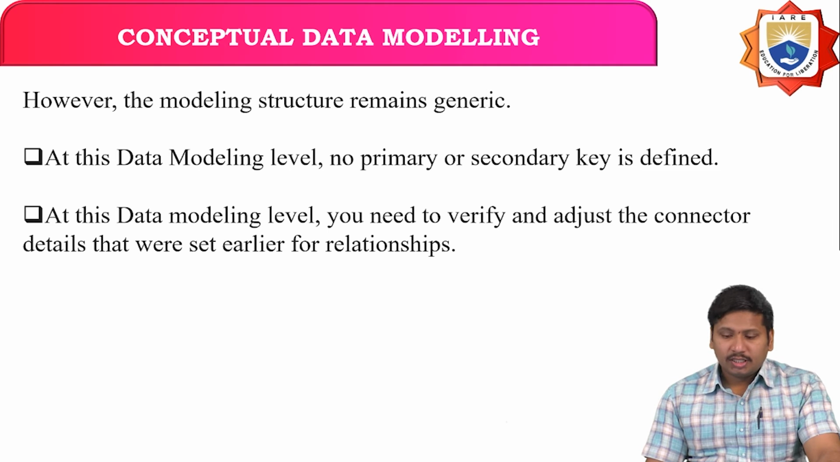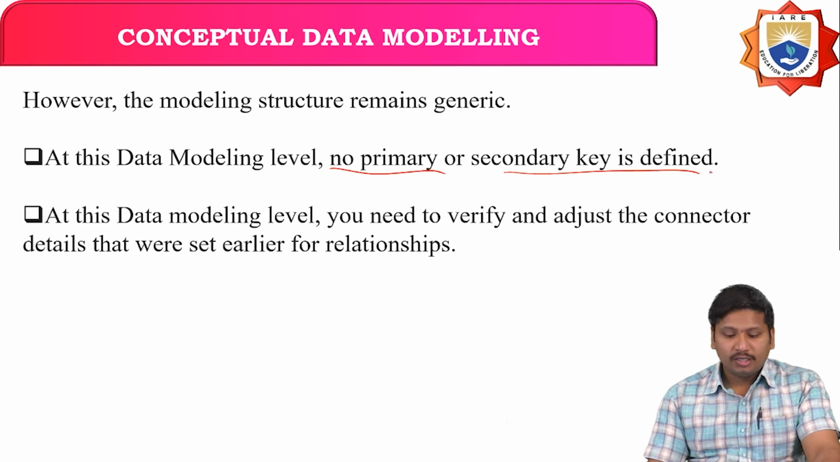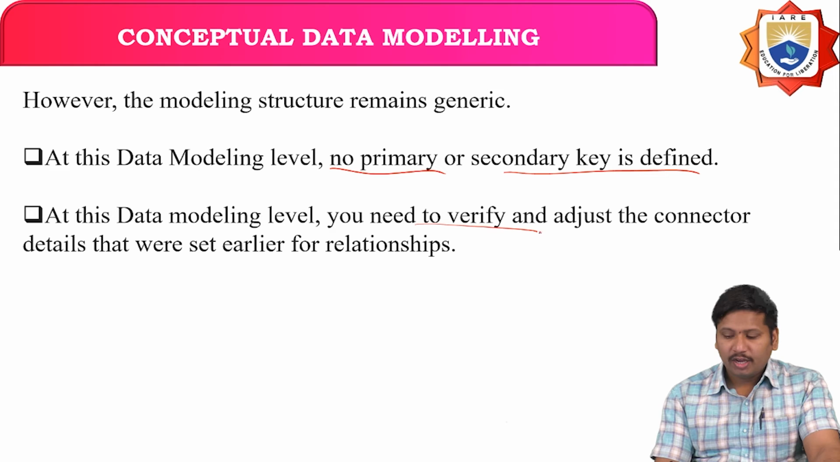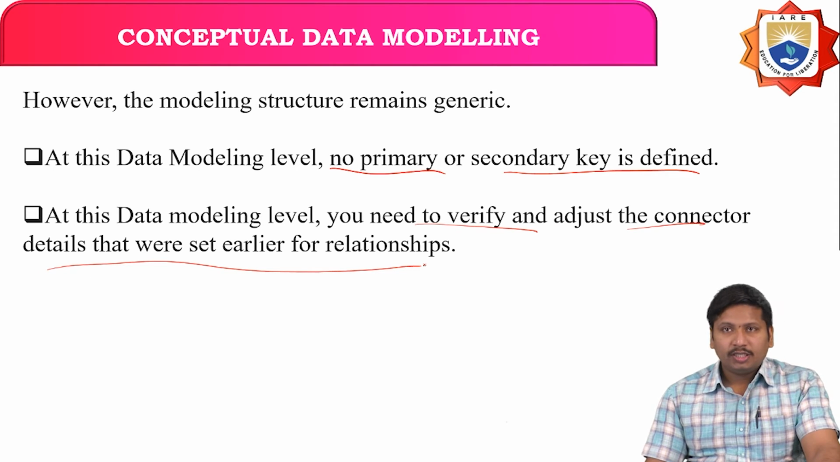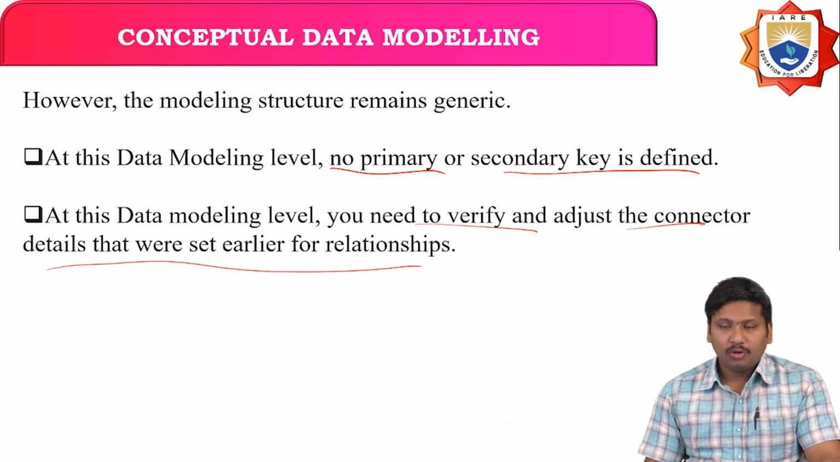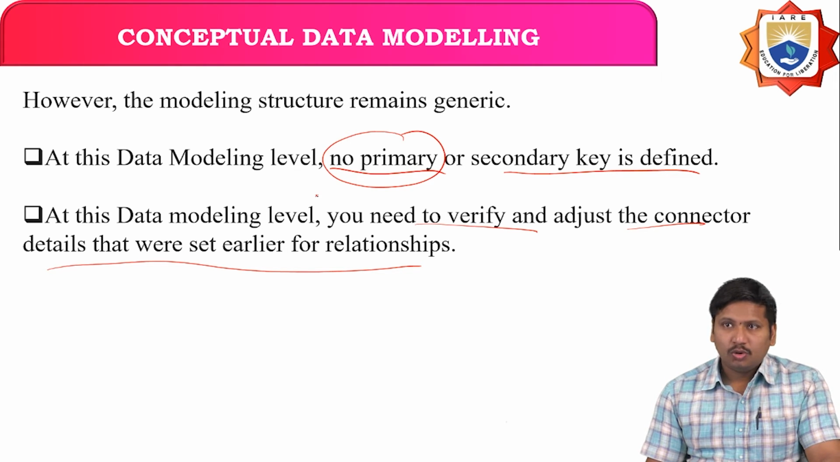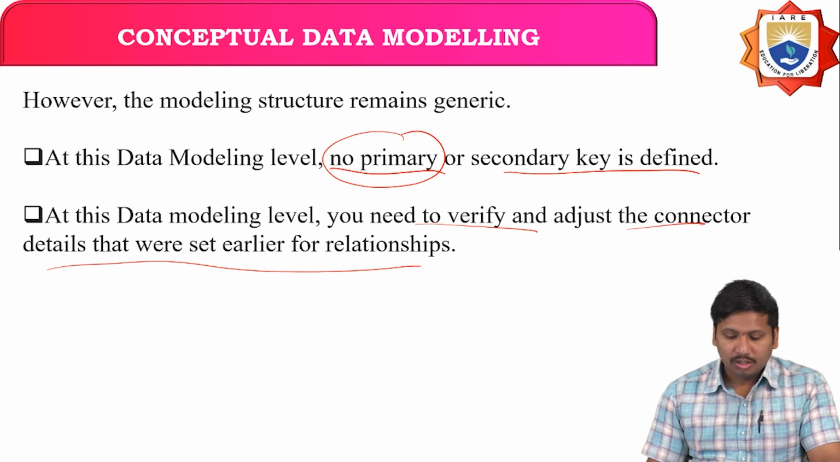Here also the modeling structure remains generic, but in this data model there are no primary and secondary keys to be defined, and you also need to verify and adjust the connector details. The relationship that exists between the two entities has to be identified. So the modeling structure should remain generic, and at this data model no primary and secondary keys are defined. At the same time, we need to verify what type of connector details we provide between the two entities as a relationship. We have to do this very carefully.